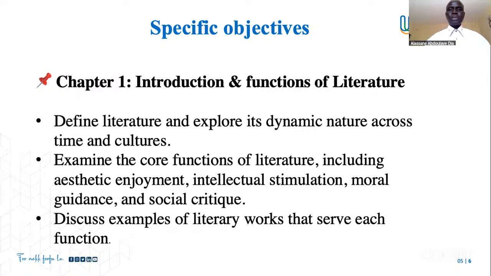The specific objective, what I want you to understand in chapter 1, is to define literature. What are the various definitions of literature? There is no fixed definition. All right? But there are a number. Any of them, even if you reformulate it, is fine.